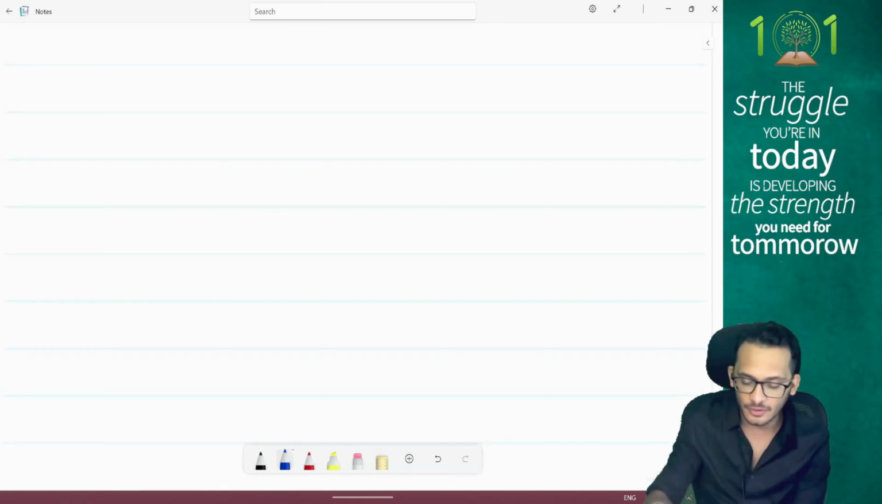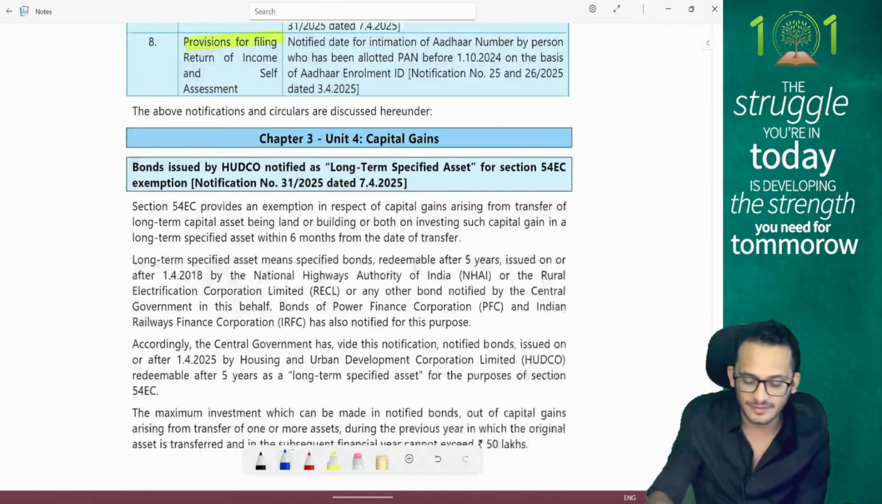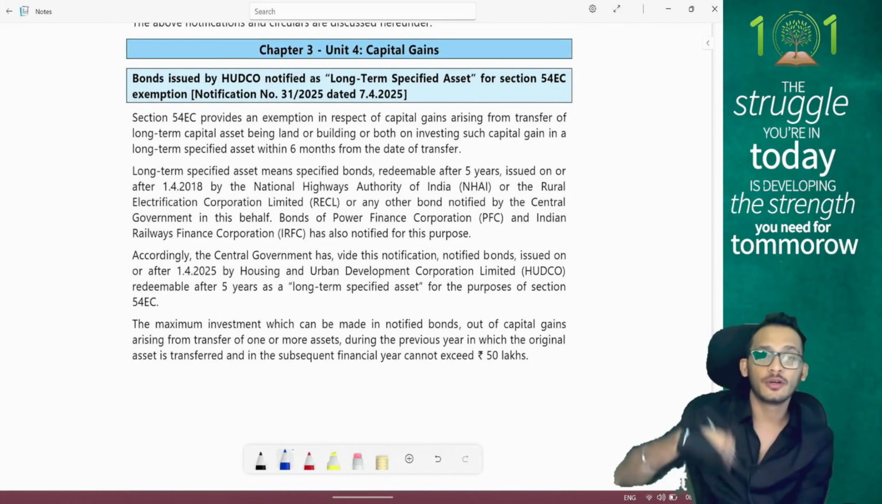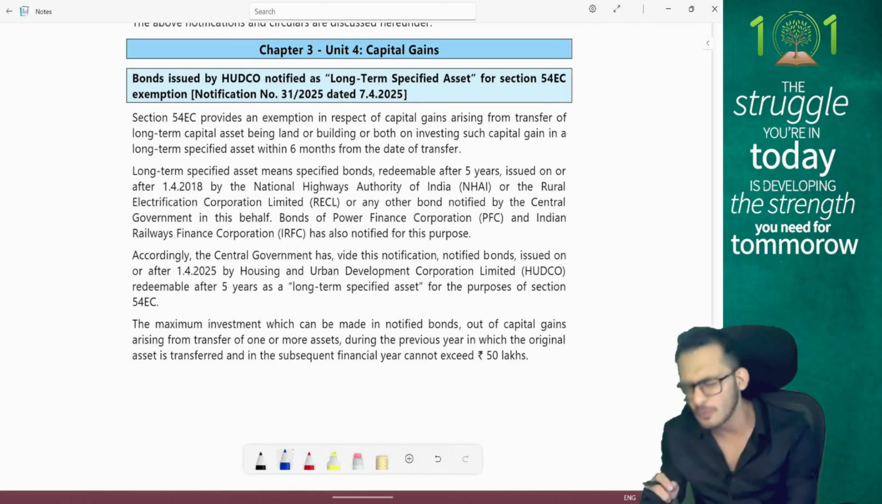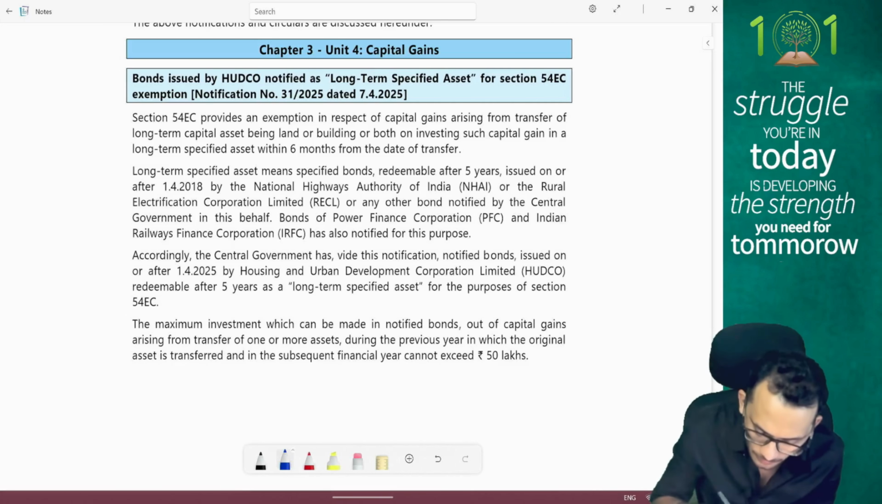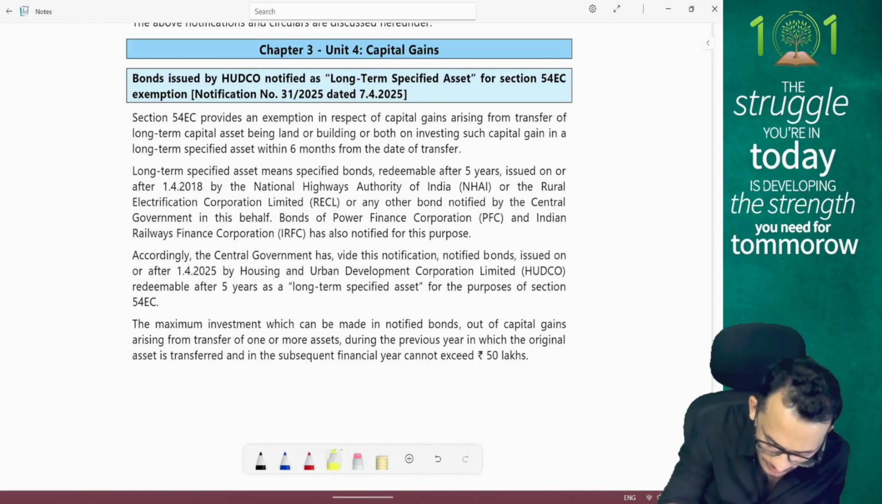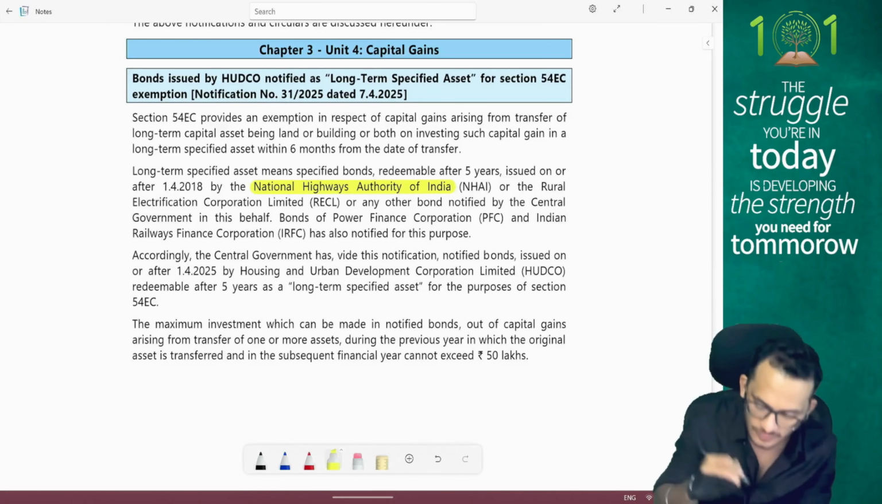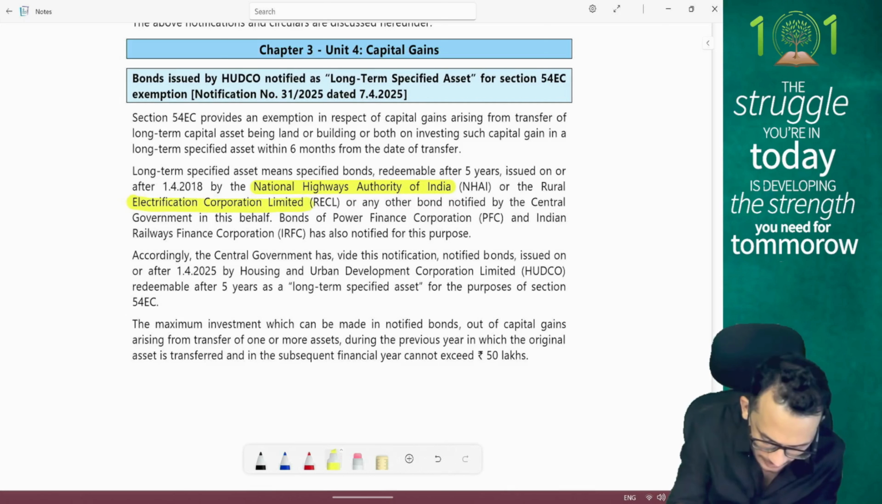Now comes the amendment of the current year. In the current year, what has happened is the Income Tax Department has notified some more bonds for the purpose of section 54EC. What are the bonds? That is what we are going to look into. Bond number one, we have already discussed, is the National Highway Authority of India. This is already done. Then you know the Rural Electrification Corporation.